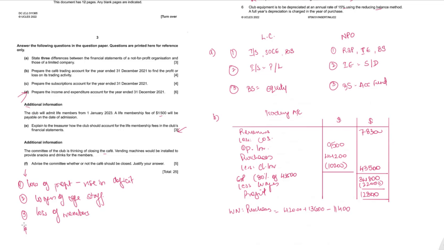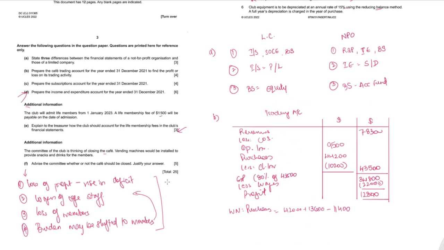Then we can also say that since the deficit will increase here, the burden of high finance requirements may be shifted to members. How is it shifted to members? In the form of higher subscription fees. So then members may not like it. So you can club this point here also. So these are all points that say that the cafe trading activity should not be closed.